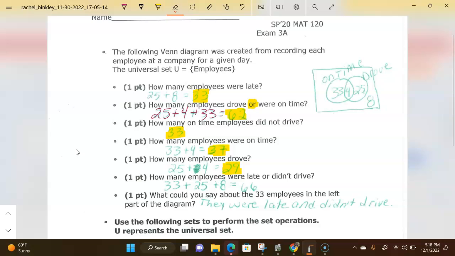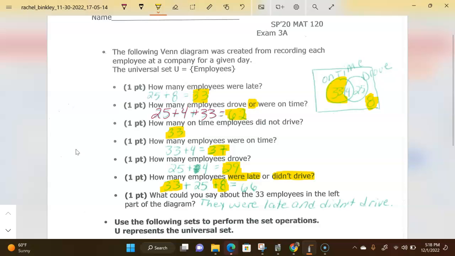How many employees were late or didn't drive? So they were either late or they didn't drive or they were both. So that includes the 33 because these 33 didn't drive, right? So they have to be counted in here because we can count all the employees that didn't drive. Okay, these 8 out here also didn't drive. So that's why we have the 33 that didn't drive here, the 8 that didn't drive there. But it could also be employees that were late.